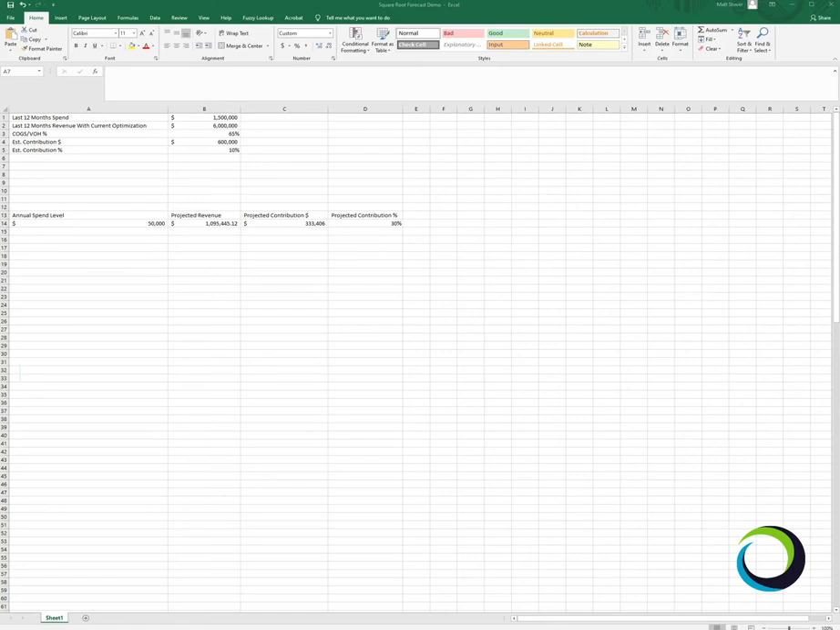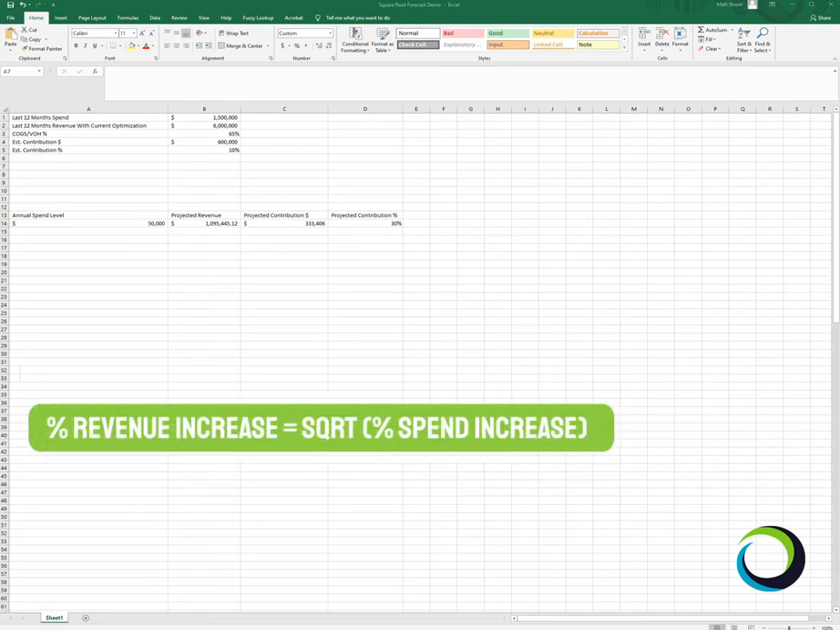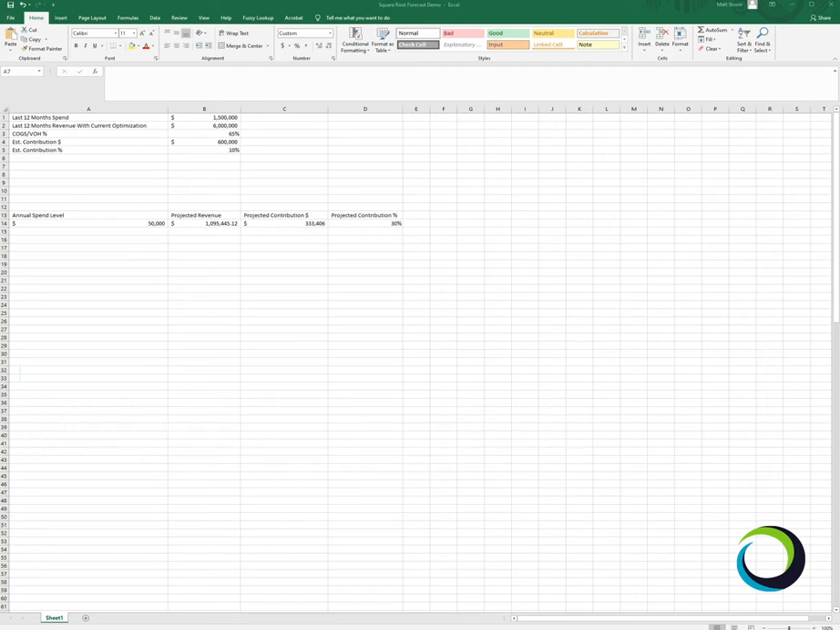The square root model assumes that whatever percentage increase you see in spend, your revenue will grow by the square root of that increase, meaning that your revenue will always grow by a lesser amount than your spend. So I'll give you an example. If your spend is projected to grow 75%, well, the square root of 75% is 32%. So we're projecting that your revenue will grow 32% on that 75% increase in spend.